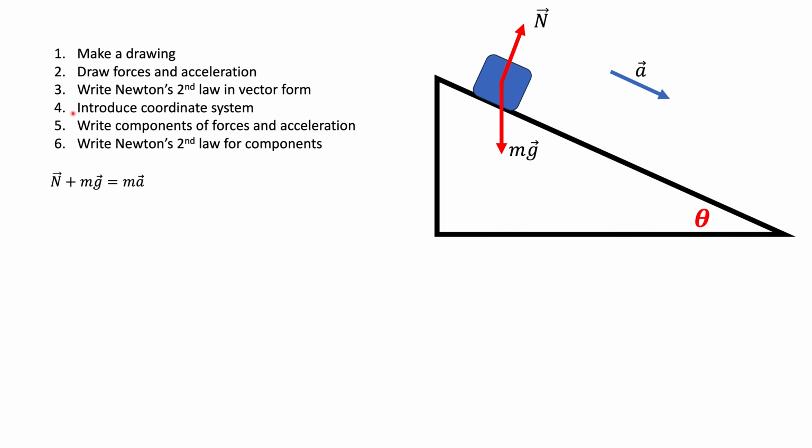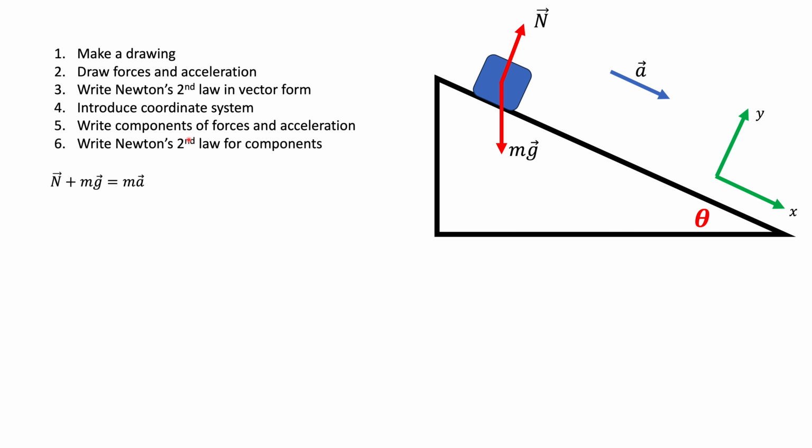The next thing we're going to do is to introduce a coordinate system. We can put any coordinate system we want. And no matter what coordinate system we put, we should be able to solve this problem. The difference is for some coordinate systems, math is going to be simple. For some coordinate systems, the math may not be that simple. In this particular case, we introduce a coordinate system where one of the axes, x, is along the slope and the other, y, is at 90 degrees to the slope.